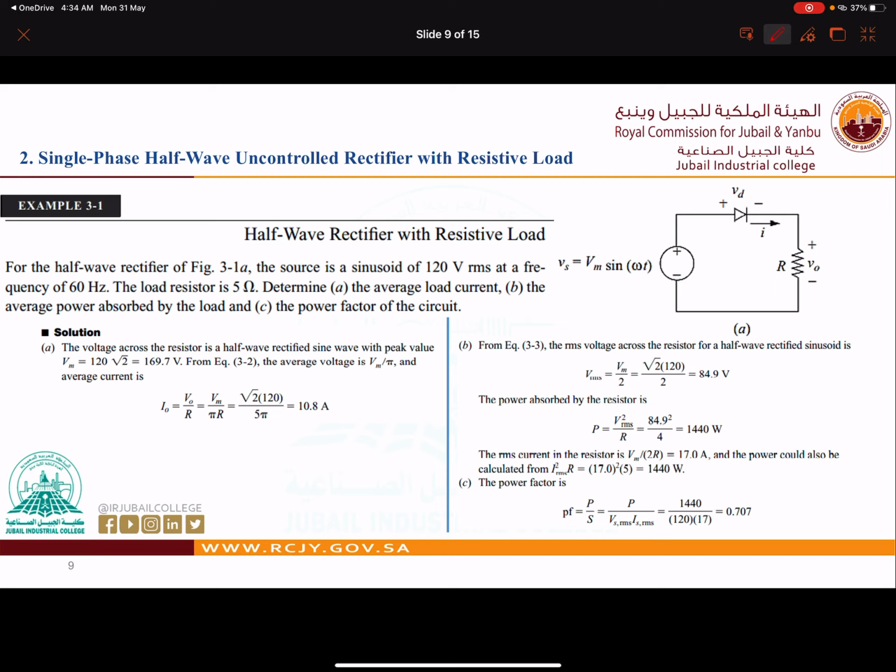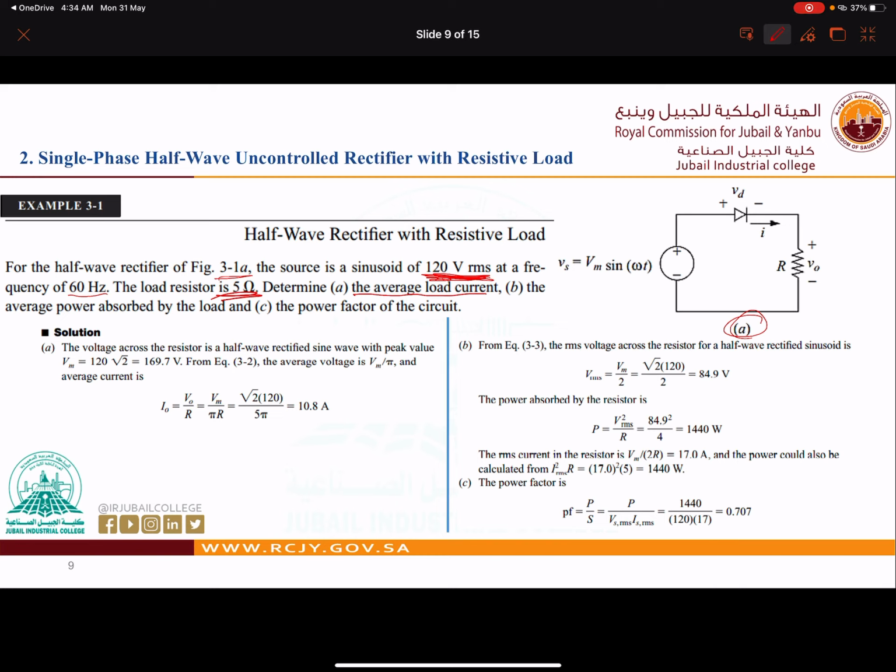Example 3-1, it is from the book. You can refer to the textbook. It says that for a half-wave rectifier of figure 3-1, this is our figure, the source is a sinusoidal of 120 V RMS. Make sure you understand this one: this is the RMS value, it is not the maximum value. At a frequency of 60 Hz, the load is 5 ohm. Determine the average load current.